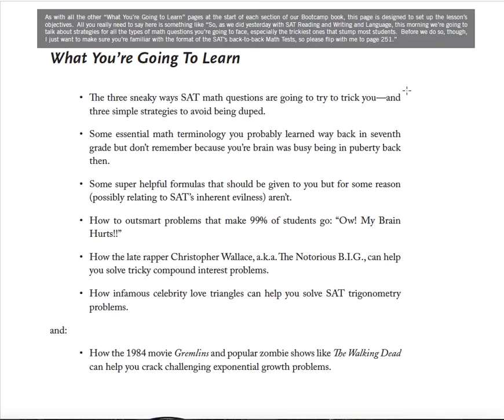As usual, you want to outline some of the objectives for the class, for what you're going to learn. The real points that you want to hit here are, point number one, you want to talk about the 3 sneaky ways that SAT math questions will try to hoodwink students, and you're going to assure them that you're going to teach them go-to strategies to avoid being duped.